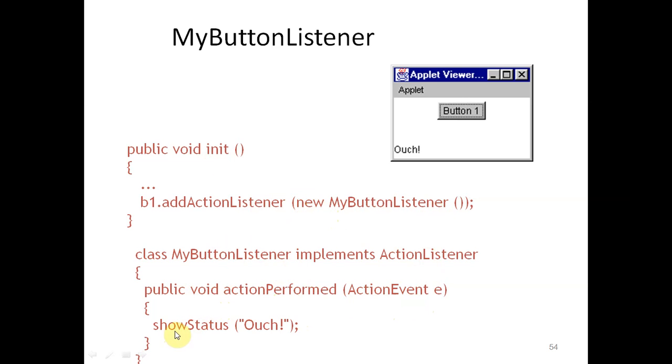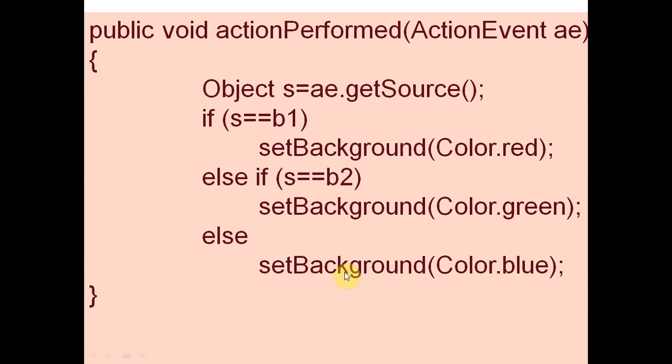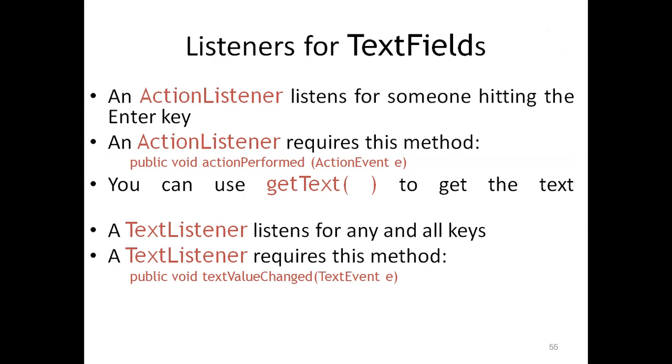And we have simply displayed a message. The function actionPerformed is written the same way, public void actionPerformed(ActionEvent ae). So this is compulsory. And ActionListener listens for someone hitting the enter key. As we have pressed the b1 button, b2 button, b3 button, it will record the hitting of the key. And ActionListener requires this method, the actionPerformed method.